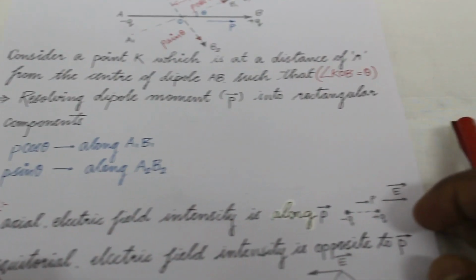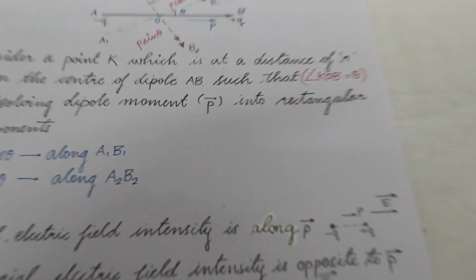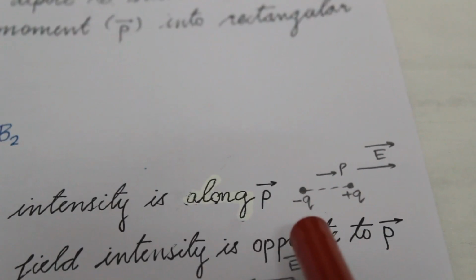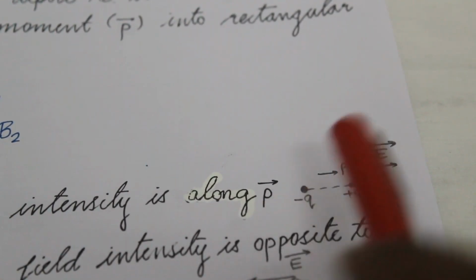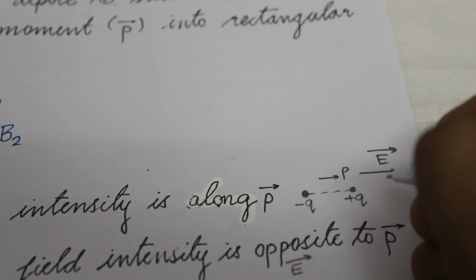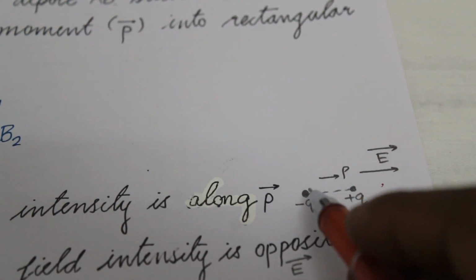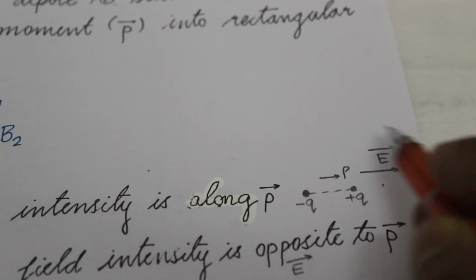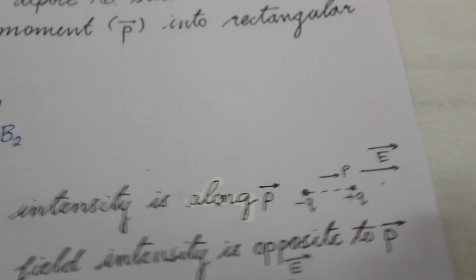Now you must note this: in the axial case the electric field intensity is along P. This we have discussed in the earlier lecture. Suppose this is your dipole, and we found that at any point, let's say at any point over here, the electric field intensity is toward the direction of the dipole moment. This we have discussed in the earlier lecture.